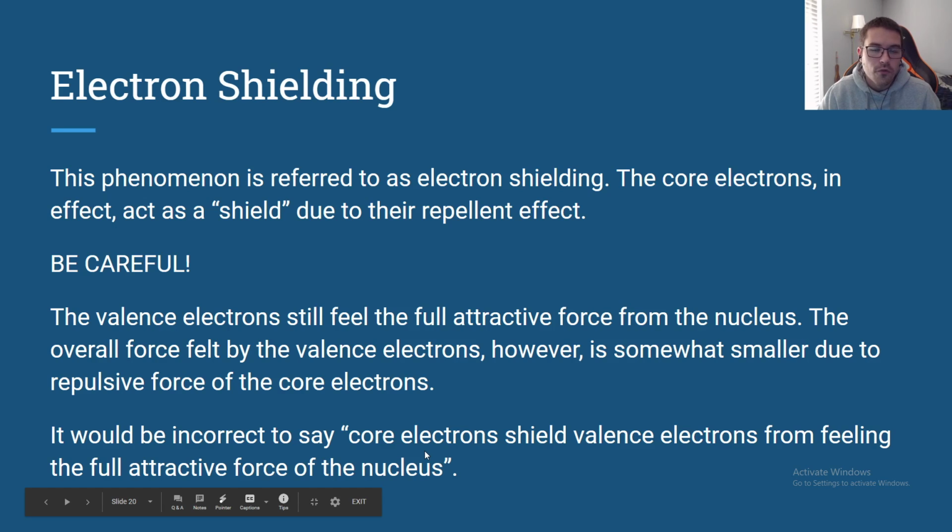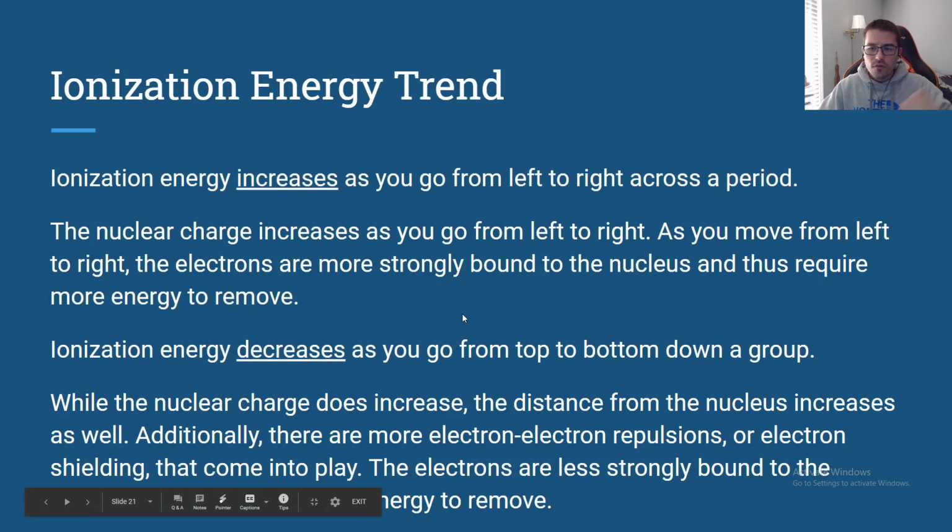They do still feel the full attractive force, it's just that they also feel a repelling force, and so the sum of those two forces, one positive, one negative, balances out to be smaller than the original attractive force.